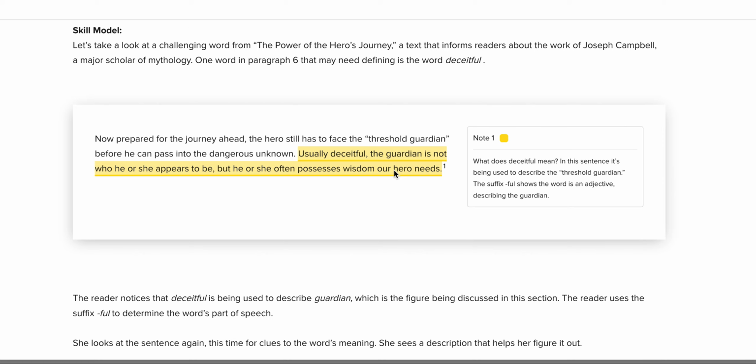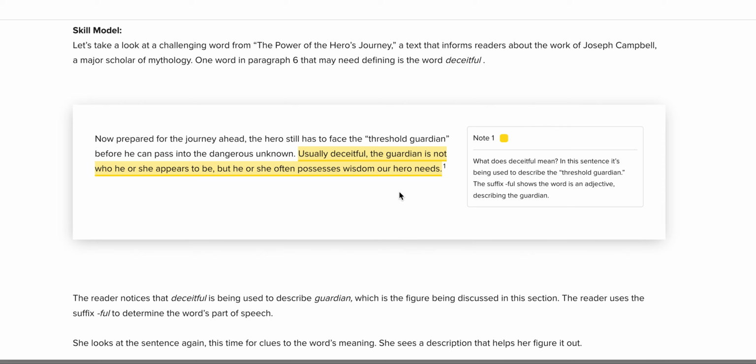And the student didn't know what the word deceitful means, so she made a little note on the side. What does deceitful mean? In this sentence, it's being used to describe the threshold guardian. This is from the threshold guardian section. The suffix full, F-U-L, shows that the word is an adjective, which describes the guardian.